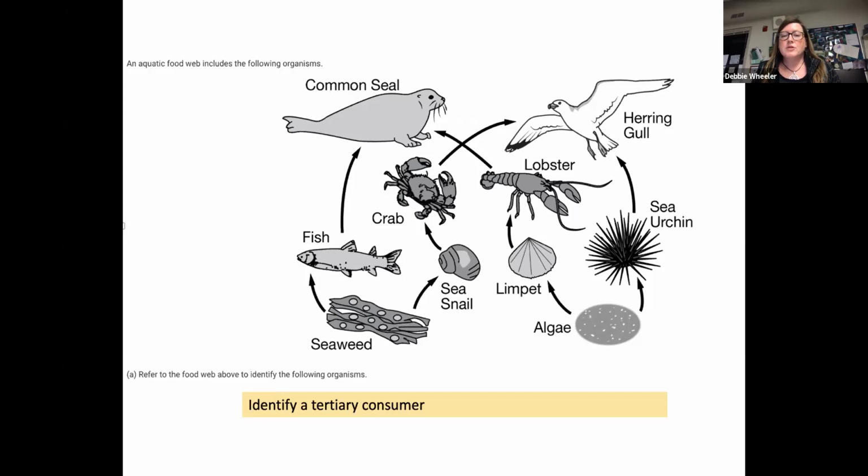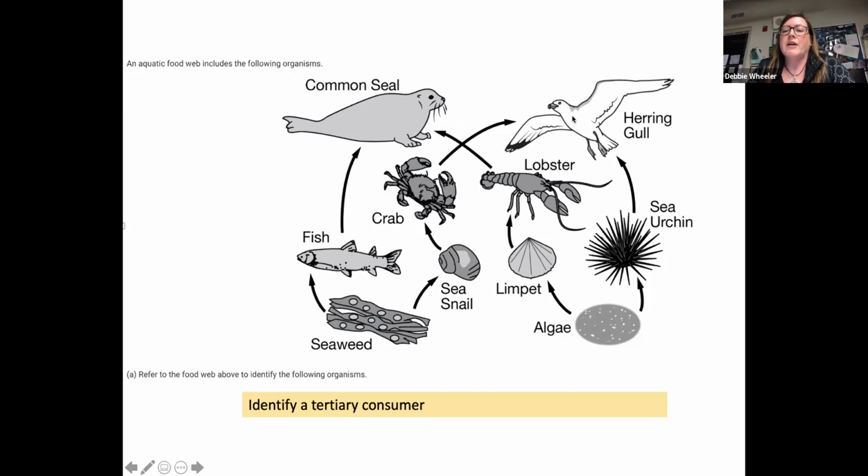What makes a consumer tertiary? They might be at the top. Usually we want to look and see, here's if the seaweed is my producer, and the seaweed is eaten by the sea snail, and the sea snail is eaten by the crab. So sea snail would be primary, crab would be secondary, and then the herring would be an example.